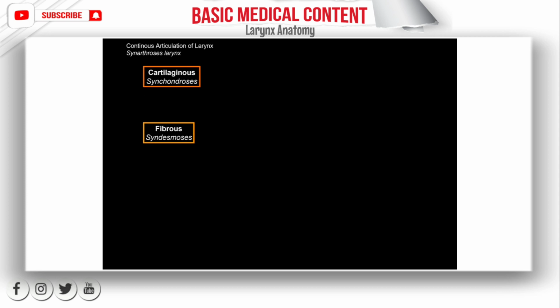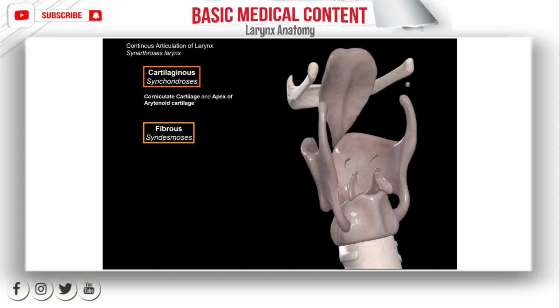The larynx has only one cartilaginous connection point, and that is between the corniculate cartilage and the arytenoid cartilage. So here is the larynx, here is the corniculate cartilage, and here is the arytenoid cartilage. Here is the cartilaginous connection. It's a very dense connection, nearly a bony joint.